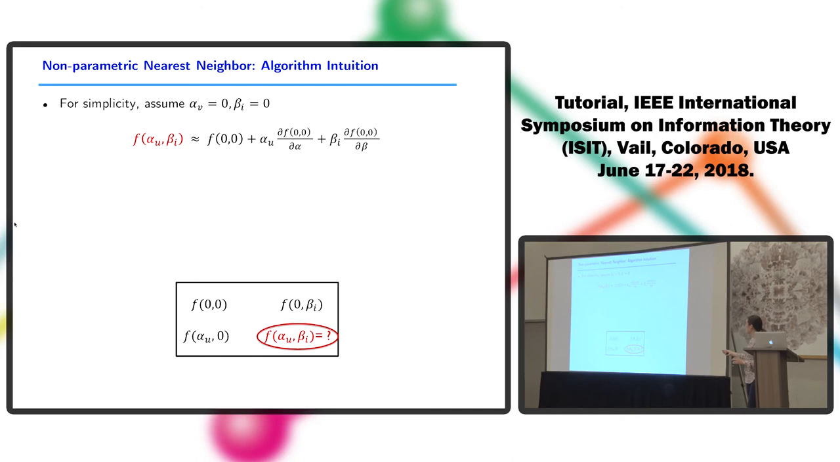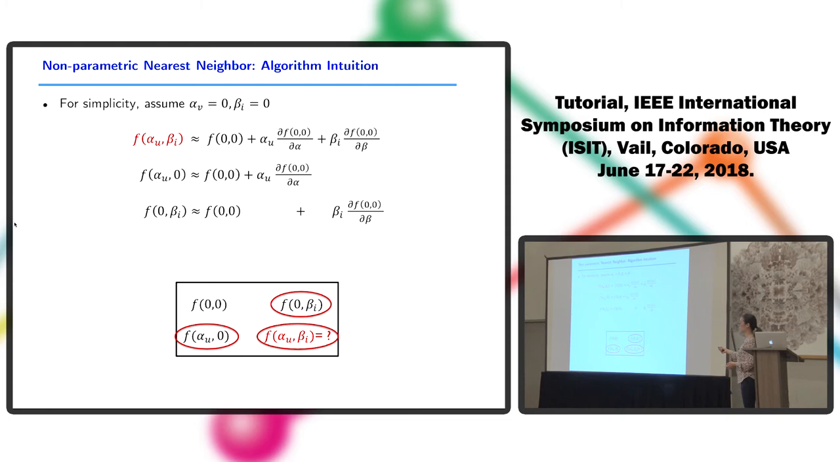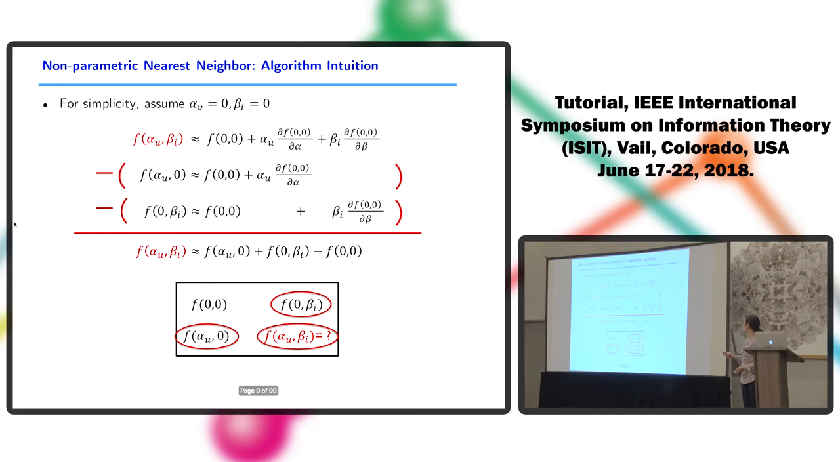Well, we have some other points here. So why don't we just try expanding these two other points on the corners, also around the point 0, 0. So we can expand the function evaluated at alpha, 0 around 0, 0, and expand the function evaluated at point 0, beta, also around 0, 0. And now we get a really nice set of equations where you can see that here we have the first derivative with respect to alpha. Here we have the first derivative with respect to beta. So we can subtract the second two equations from the first one and rearrange the expressions slightly such that we can get an equation for our desired quantity as a function of these observed quantities.